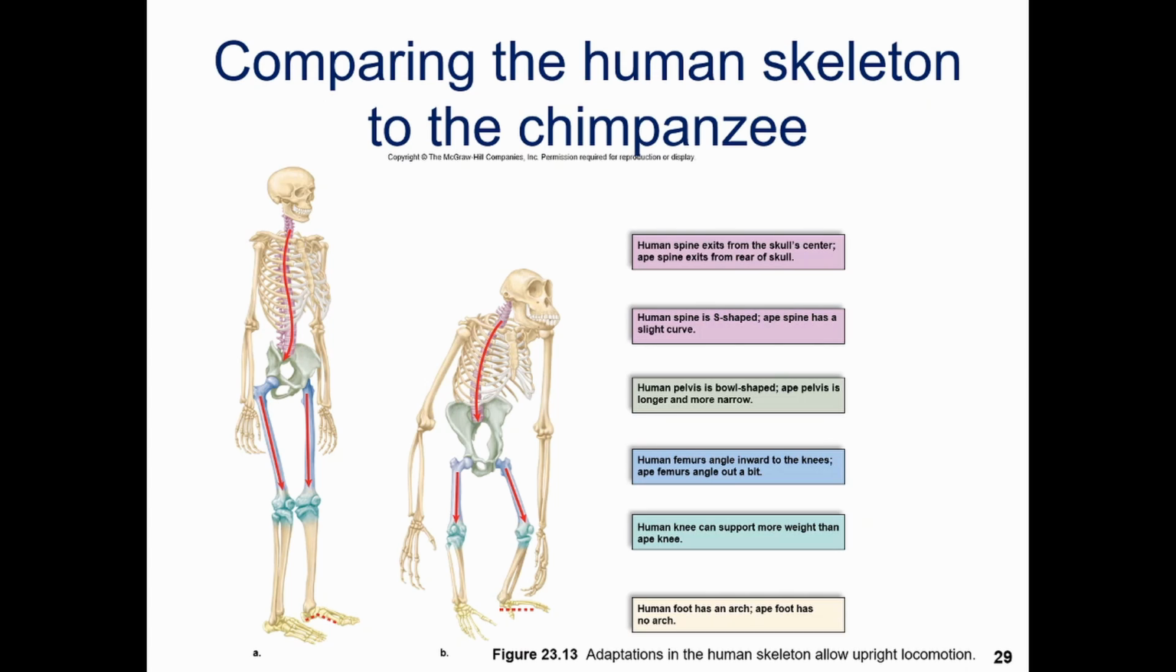Our knee can support a lot more weight than the knee of a chimpanzee. We're upright, so our knees have to be able to withstand all the weight of our body up over the knees, whereas the chimpanzee spends its time in trees as well and doesn't rely on walking around on two legs as much. If we look at the foot, the human foot has an arch in it, whereas the chimpanzee foot is flat. There is no arch.